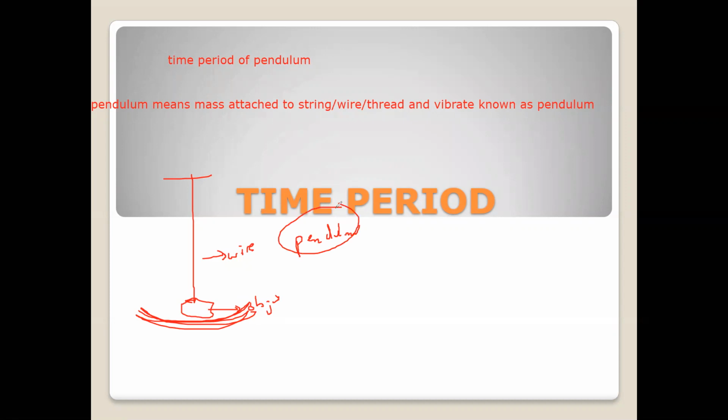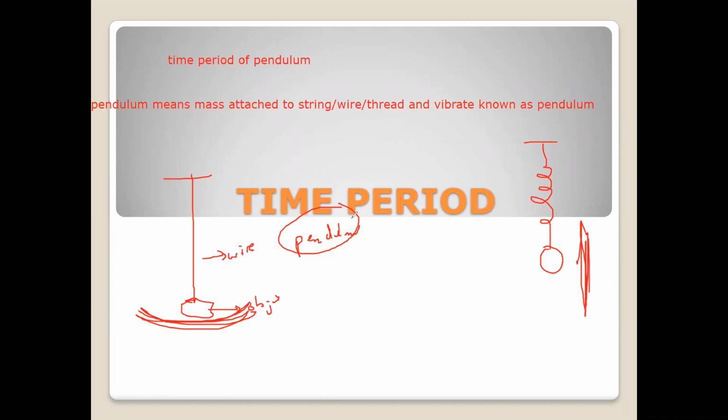So in physics, the term pendulum is used for vibrating objects basically, or a system which is vibrating. A simplified pendulum means you have a wire and you attach an object and the object is vibrating to and fro. In the same way, if I have an object attached to a spring and it is moving up and down, is this a pendulum? Yes or no?